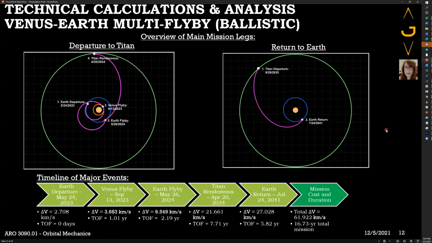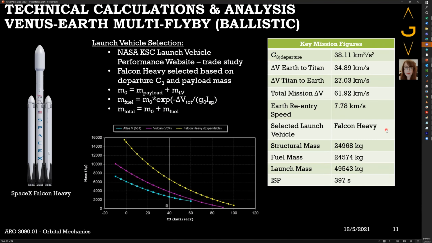The equations, sorry, please go back. The equations in the center were used to calculate the total mass of the structure as well as the fuel mass. The launch mass ended up being 49,500 kilograms.